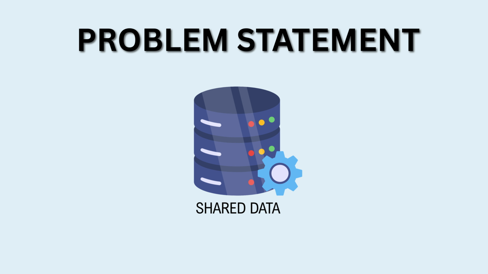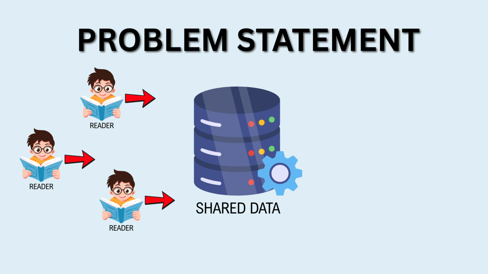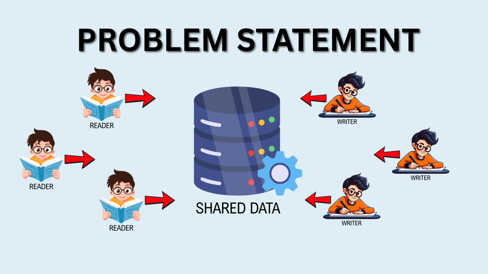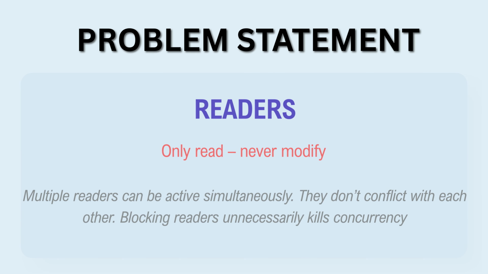Let's understand the problem first. You have a shared data store, a database table, a cache, a config object, etc. Multiple readers and multiple writers access it concurrently. But readers and writers behave very differently. Readers only read, they never modify the data. Multiple readers can be active at the same time without any issue. They don't interfere with each other. Blocking them when no writer is active is unnecessarily conservative and kills concurrency.